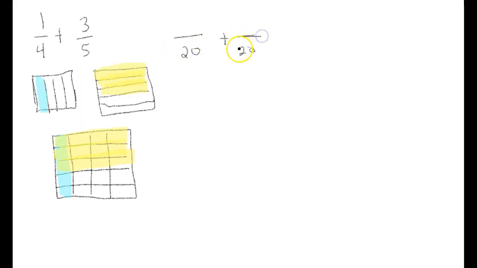We're renaming the fractions so we can add them. So now my question is, how many that are blue that are shaded? 1, 2, 3, 4, 5. So that means 1/4 is equivalent to 5/20. And then how many are yellow? 1, 2, 3, 4, 5, 6, 7, 8, 9, 10, 11, 12. So now I've got 12/20. Now I can add these two together. 12 plus 5, or 5 plus 12, is 12, add on 13, 14, 15, 16, 17. So my new fraction is 17 out of 20.